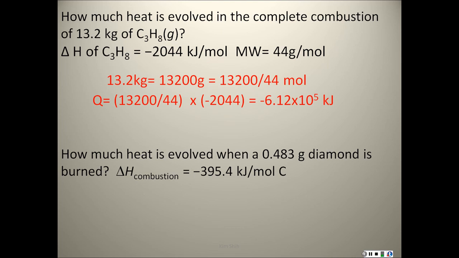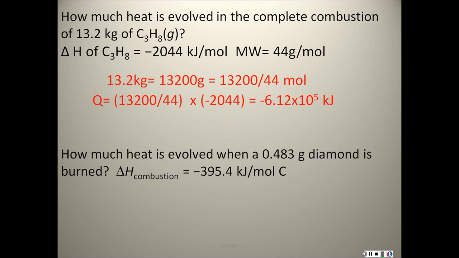Now you try. How much heat is evolved when 0.483 gram diamond is burned? The delta H of combustion for a diamond is negative 395.4 kilojoules per mole. Now, note, it's negative. So is this an endo or exothermic reaction? It's exo. How do I know? 1, it's a negative sign. 2, it says heat evolved. Heat evolved means given out, given off, put into the surroundings from the system.